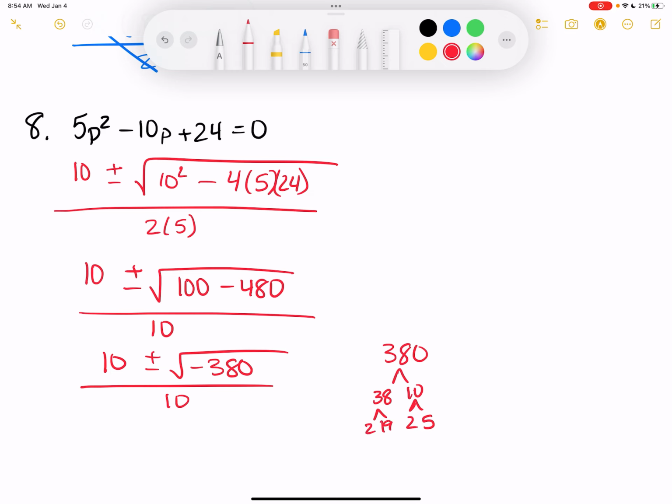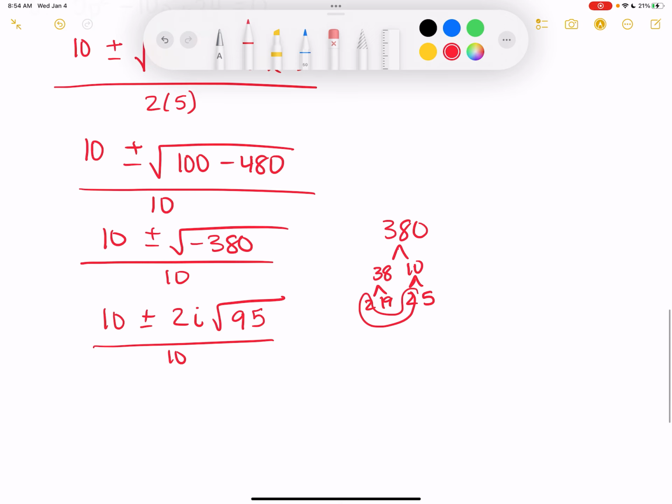So I can take out a 2. So 10 plus or minus 2. Don't forget the i because you've got to take out the negative. Square root of 95. So it'd just be 5 times 19. Whatever just ends up left over.